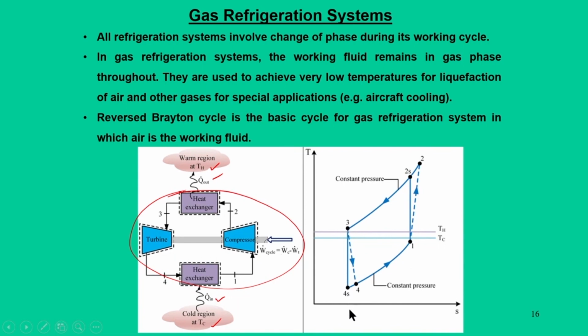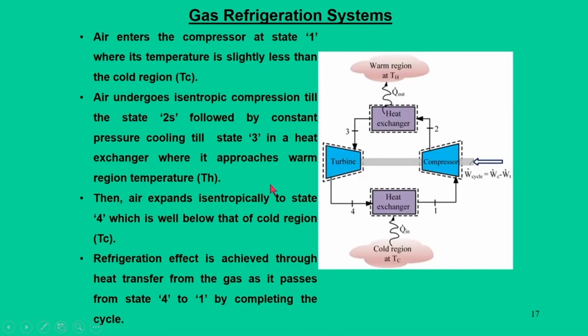So, 3 to 4s is an isentropic process, but if you introduce efficiency in the turbine systems, we can say it is an isentropic efficiency for the turbine. So, the actual process goes from 3 to 4. Now, again from 4 to 1, it is the second heat exchanger that is utilized by taking heat from the cold regions. So, this is how a gas cycle system operates.